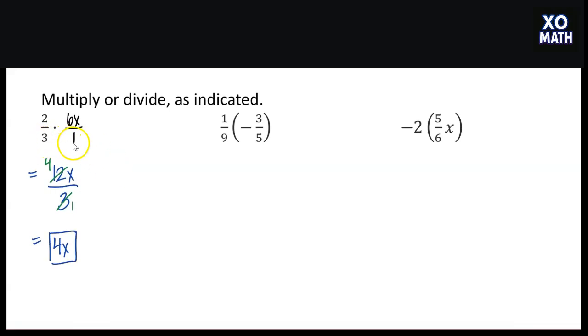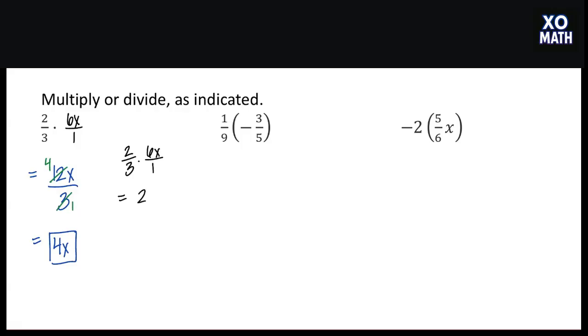There is another way we could have worked through this problem. So we started with 2/3 times 6x over 1. Now, basically what we decided to do was perform the multiplication first, and then we simplified through division. So we could have done the division first, basically.